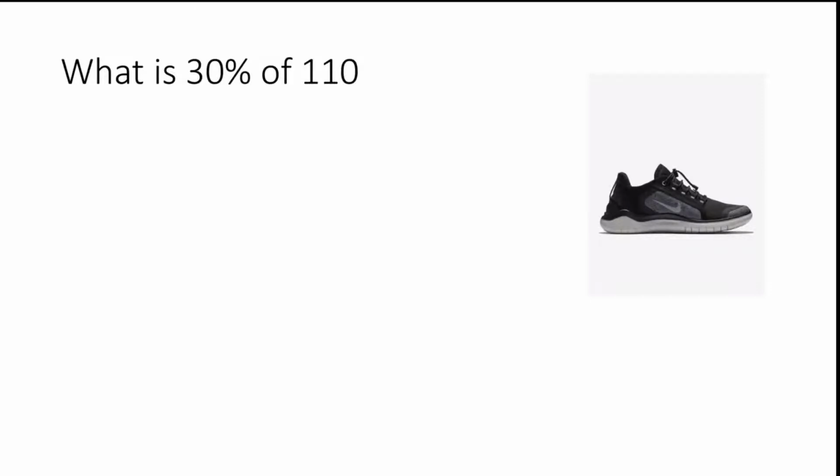So we're going to do a few examples. The first one we have is, what is 30% of 110? So we're going to say these sneakers are $110, and we want to know if we get a 30% discount, how much off would that be? So to do that, there's two different ways. So the first way is we can use an equation.